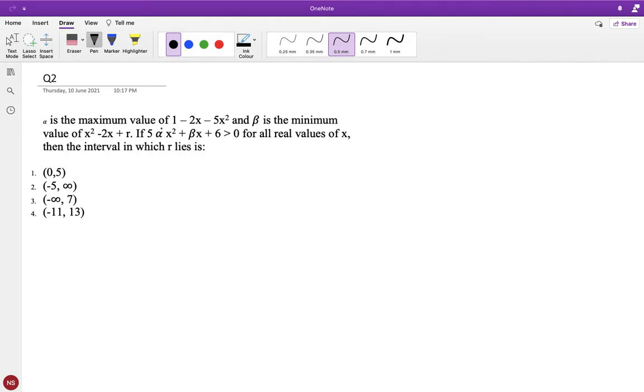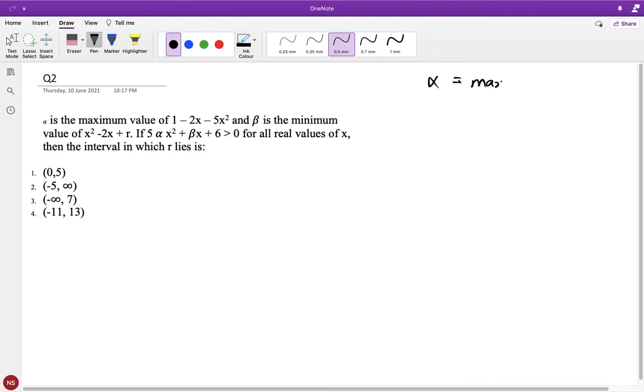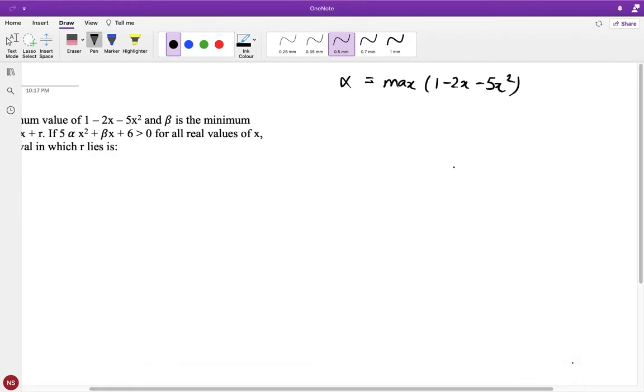If alpha is the maximum value of 1 minus 2x minus 5x square, alpha is equal to the maximum value of 1 minus 2x minus 5x square. So let us first find out the value of alpha. There are two ways to do it, right?